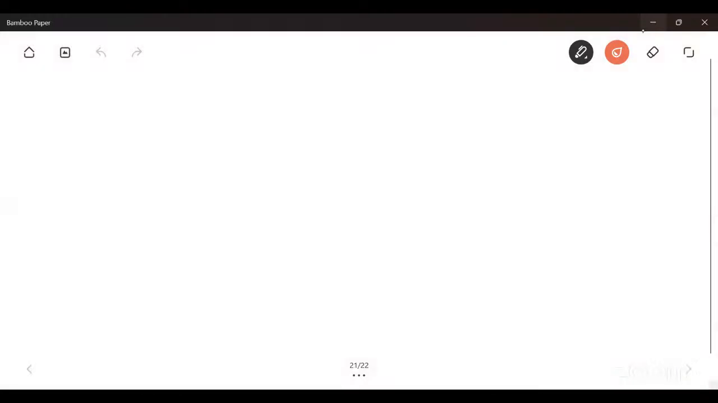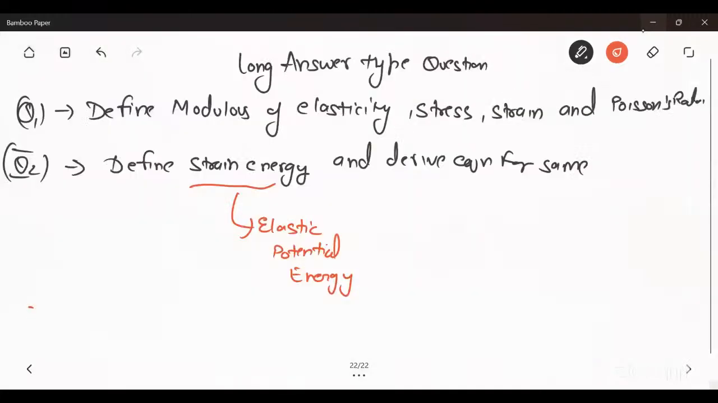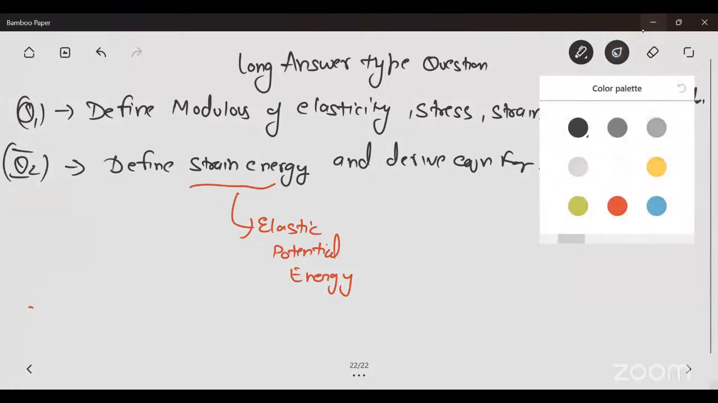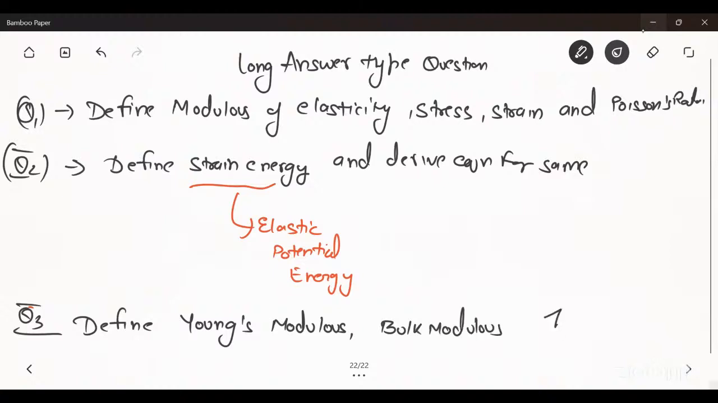Now the last one is: define Young's modulus, bulk modulus, and shear modulus. So, students, I also described all these types of modulus: Young's modulus, bulk modulus, and shear modulus.